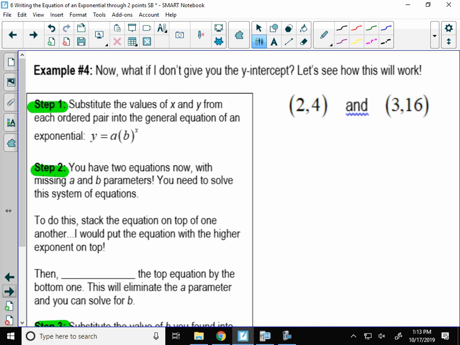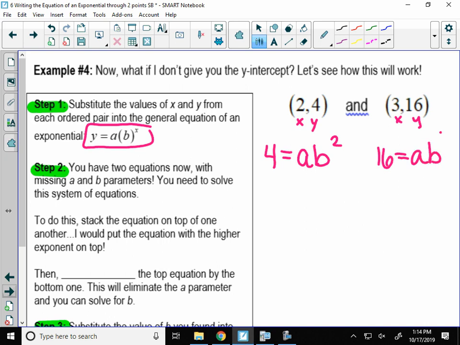So step 1 says, we are going to substitute the values of all these x's and y's into our general exponential format. What this is going to look like, I'm going to take this 2, 4, and write an exponential equation that looks like 4 equals, I don't know a, I don't know b, but I know x. So I put x and y in. So what will this other point look like when I do the same thing? a times b to the third. Okay, so now I have 2 exponential equations.